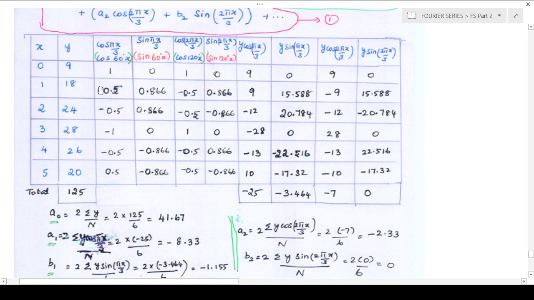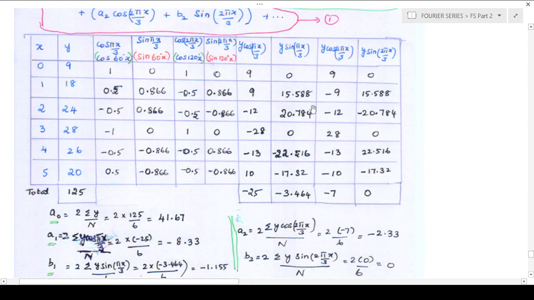Similarly, y cos 2 pi x by 3. Y into this column. Multiply corresponding values. Write it. Similarly, y into sin 2 pi x by 3. 0 into 9, 18 into 0.866. Likewise, you multiply, write it, add it. This is summation y cos pi x by 3.